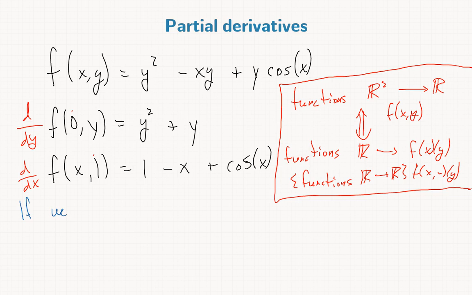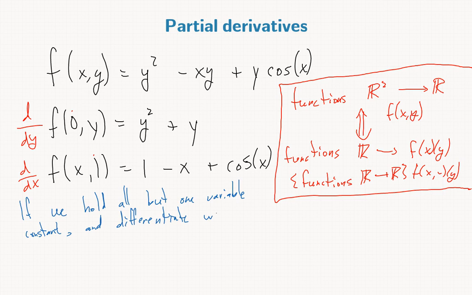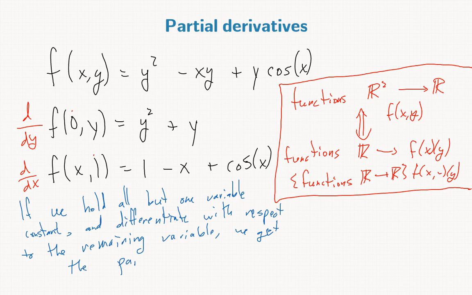So if we hold all but one variable constant, so treat it as a constant, and then differentiate with respect to the remaining variable, we get what's called the partial derivative of this function with respect to that variable.